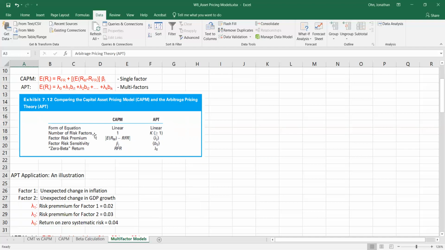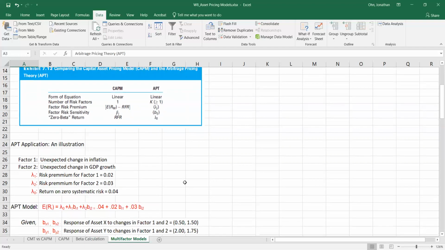And then the factor risk premium: we have the market risk premium in CAPM, and we have lambda here. Factor risk sensitivity is the risk measure. In CAPM we have beta, but this one is B, J. And then the zero beta return is the risk-free rate of return. This one is the zero beta return on APT.